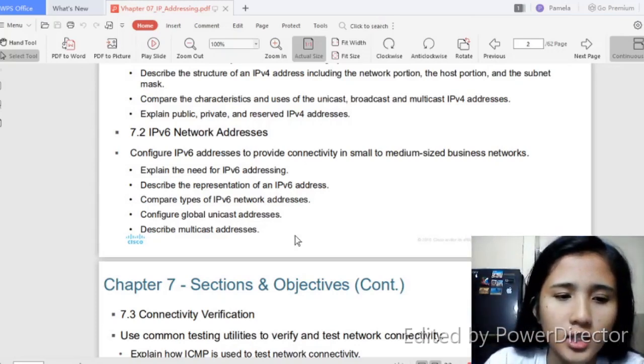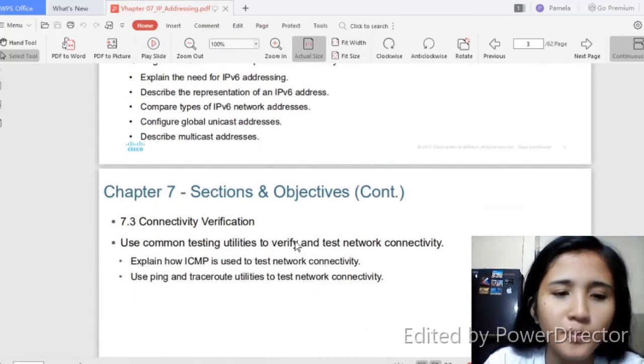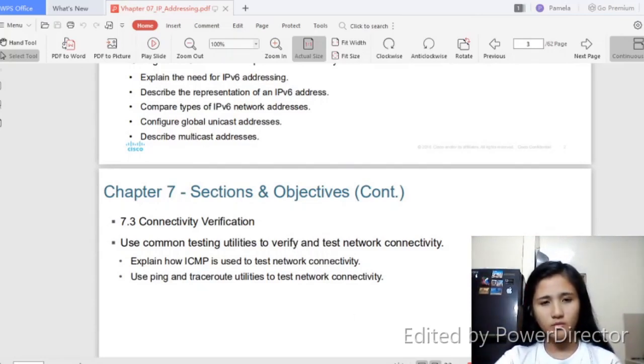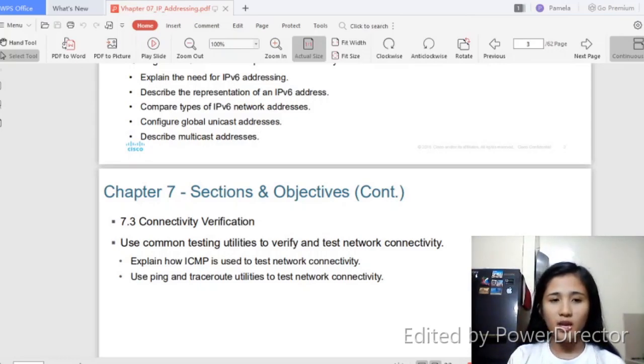Section 7.3, connectivity verification: use common testing utilities to verify and test network connectivity. Explain how ICMP is used to test network connectivity. And lastly, use ping and traceroute utilities to test network connectivity.